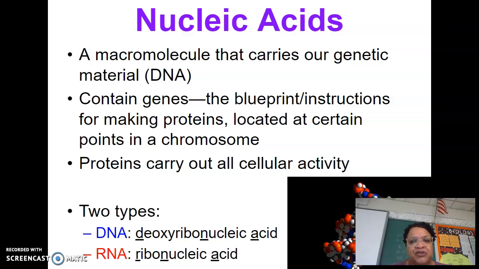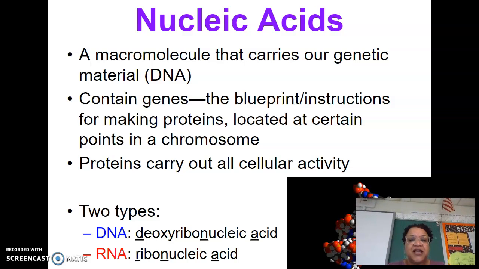A macromolecule, a biological molecule, they carry our genetic material, that's our DNA. Our DNA contains the genes, or the blueprint or instructions, for making proteins. Genes are located at certain points on a chromosome. So for example, if the chromosome is the X shape, right? The gene is located on that chromosome.